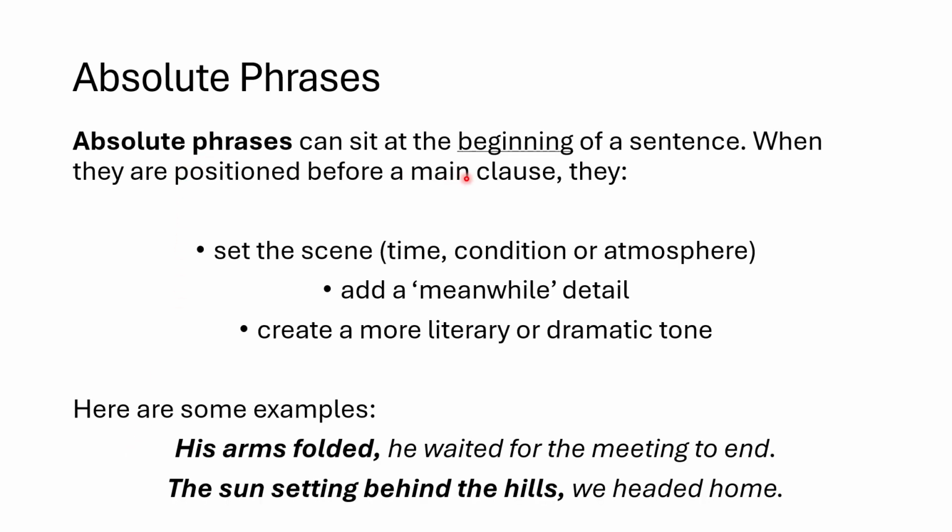Absolute phrases can sit at the beginning of a sentence. When they are positioned before a main clause, they set the scene, time, condition or atmosphere, add a meanwhile detail, and create a more literary or dramatic tone. Here are some examples. His arms folded, he waited for the meeting to end. The sun setting behind the hills, we headed home. Absolute phrases at the beginning of sentences must be followed by a comma. The phrase should clearly relate to the subject of the main clause.